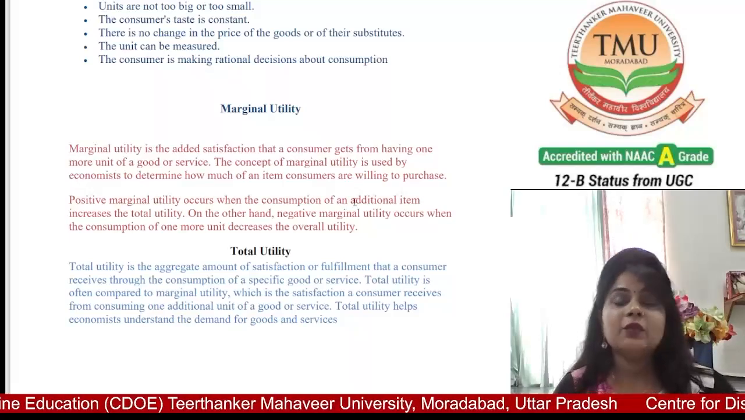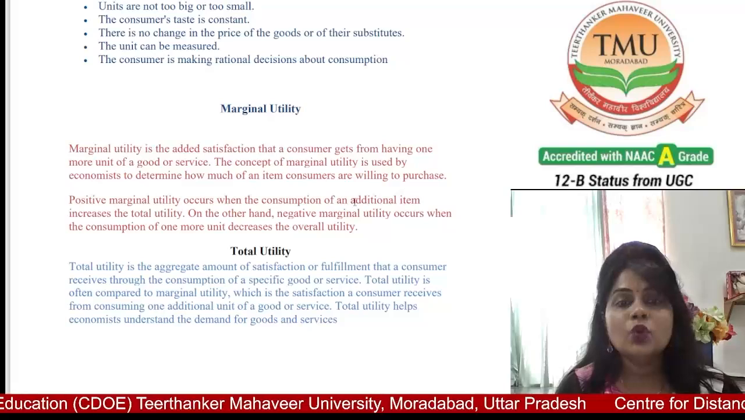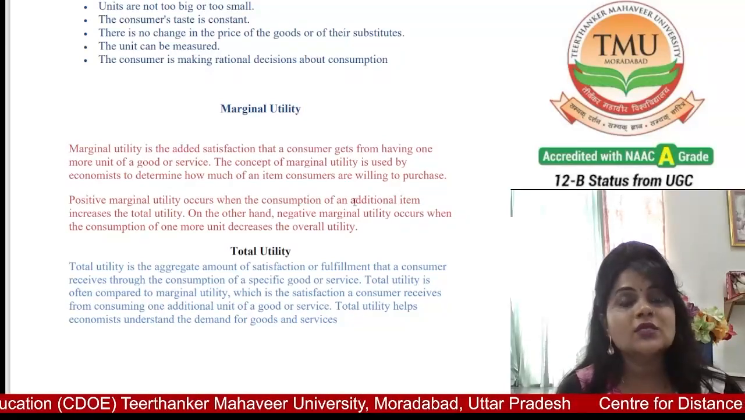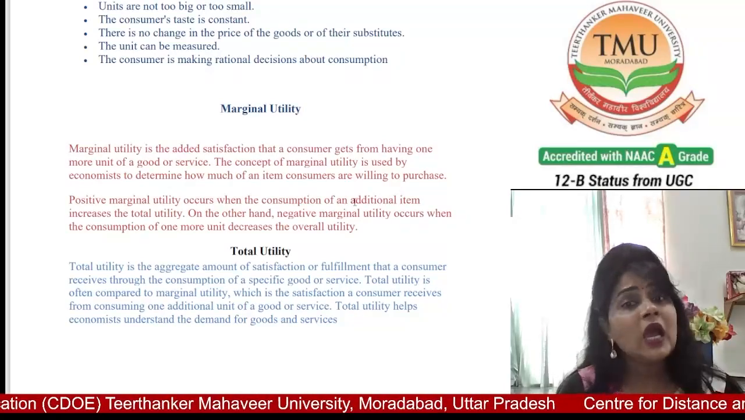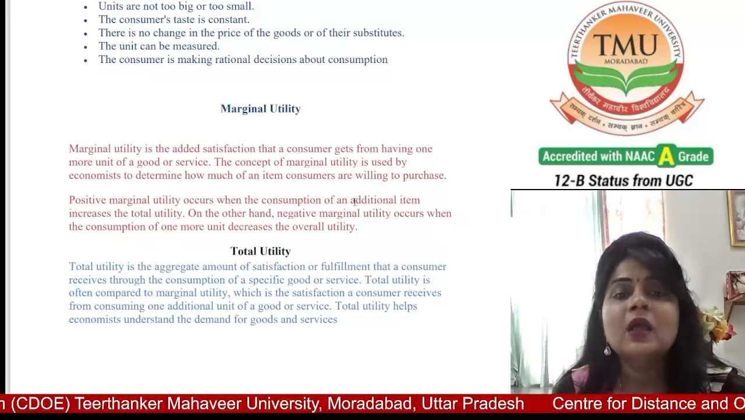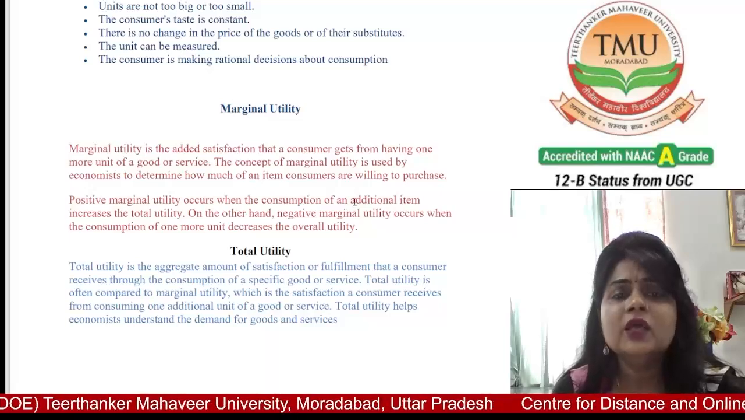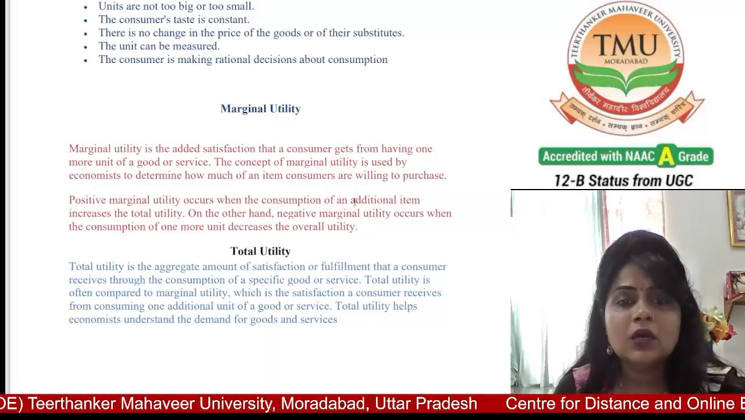Now, what is negative marginal utility? Negative marginal utility is where you have too much of an item, so consuming more is actually harmful. For instance, the fourth slice of cake might even make you sick after eating three pieces of cake.